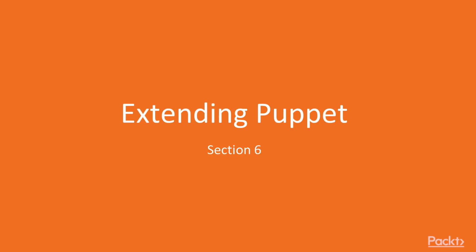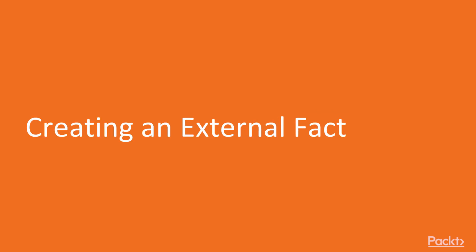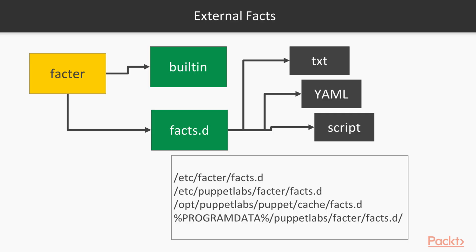In this section, we're going to be talking about extending Puppet. In this video, we're going to be looking at creating an external fact. Now, if you recall in previous videos, we talked about how when Puppet compiles the catalog, it first runs Facter to figure out what the facts are about the system.